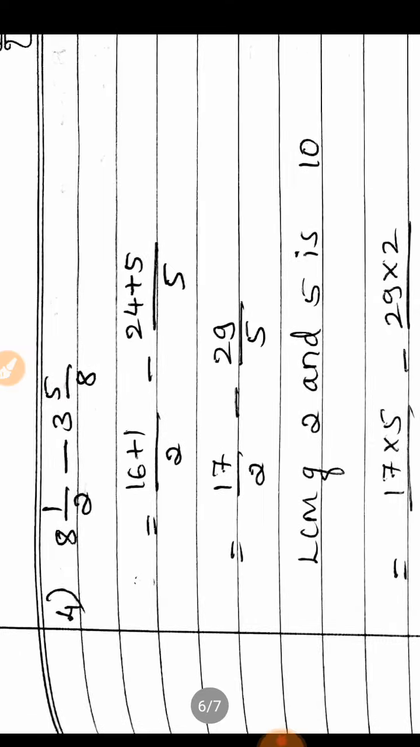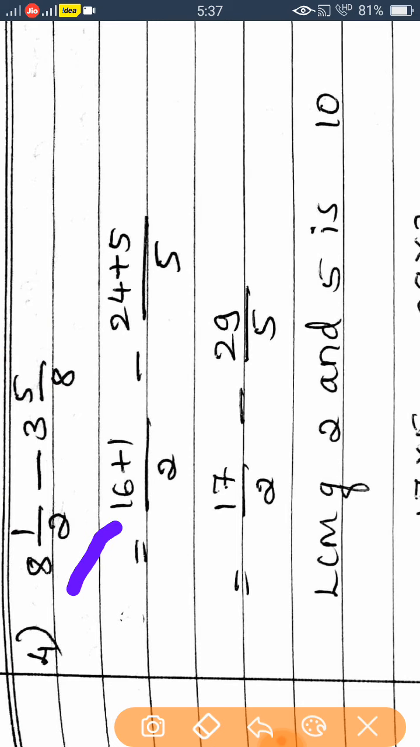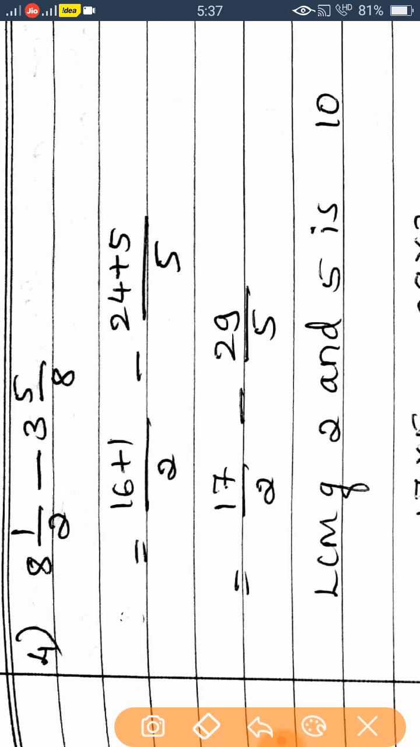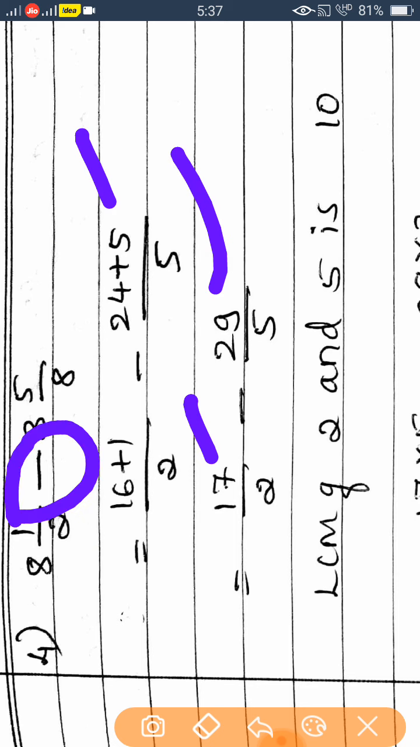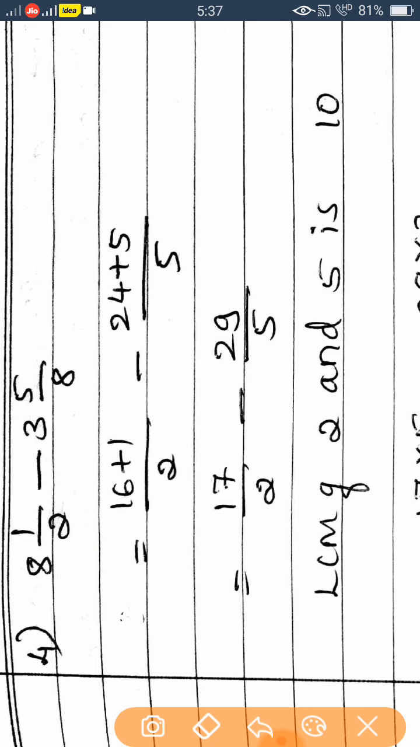Now the fourth one, a subtraction example I have taken with mixed fractions. So here, 8 and 1 by 2 minus 3 and 5 by 8. Here also you must convert the mixed fraction into an improper fraction. So 8 2s are 16 plus 1, 3 into 8, 24 plus 5. Then 16 plus 1 is 17, 24 plus 5 is 29. But here there is a subtraction, so we always have to write the subtraction sign itself.